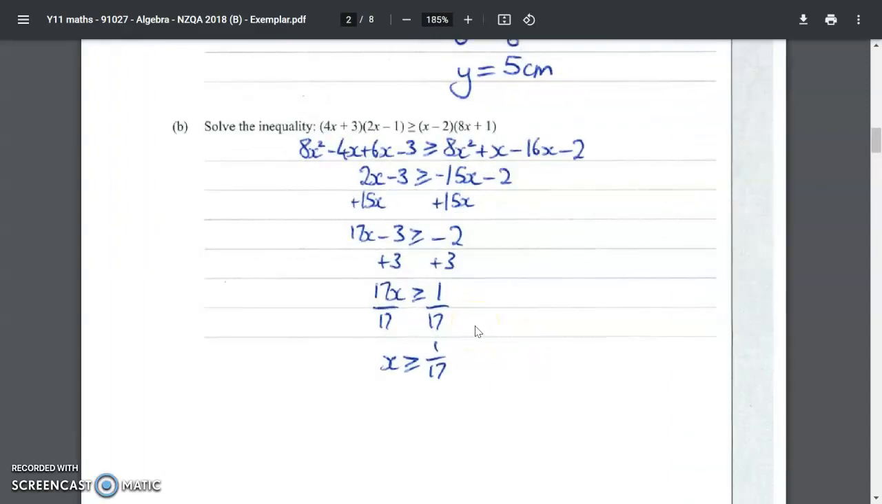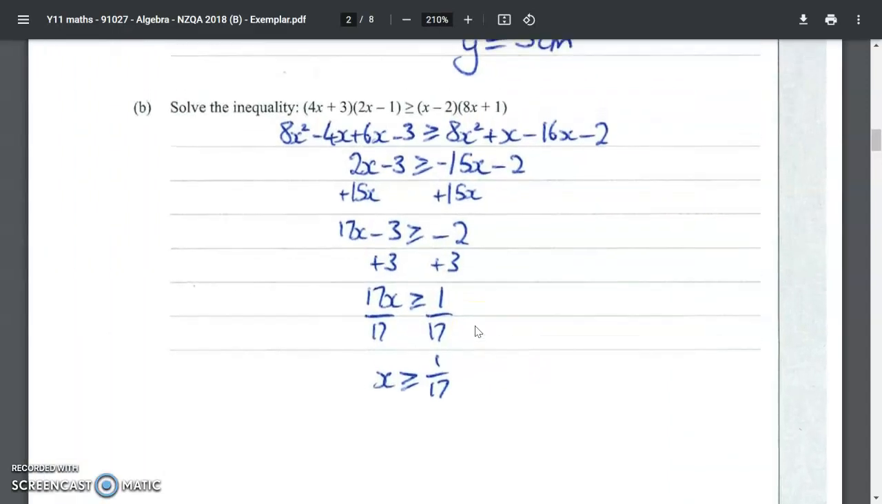The process is exactly the same as solving for an equation. So we expand the brackets first on the left and the right. Then the 8x squared cancel out. Simplifying on the left, we get 2x minus 3. On the right, we get minus 15x minus 2. Add 15x to both sides. Add 3 to both sides. And divide both sides by 17. We get x is larger than or equal to 1 over 17.